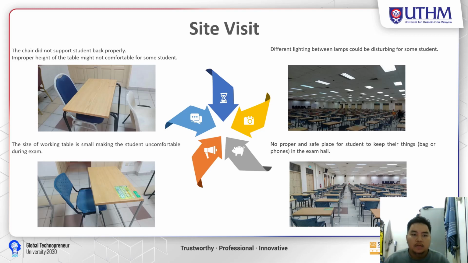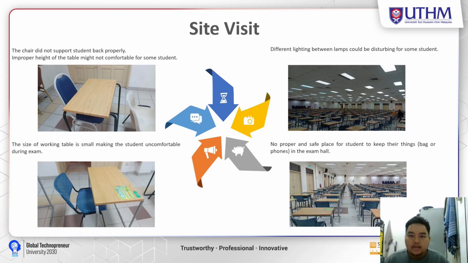This is the picture. As we can conclude, the chair did not support the student's back properly. Improper height of the table might not be comfortable for students, causing back pain if the student works for a long time. The size of the working table is small, making the student uncomfortable during the exam. Some students have a problem that their items, like pens, are always falling down because of the small table size.